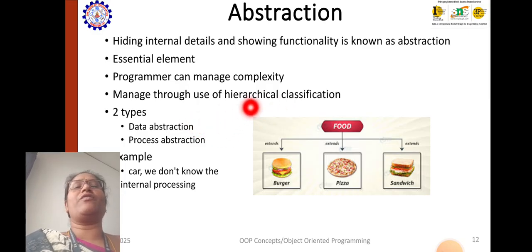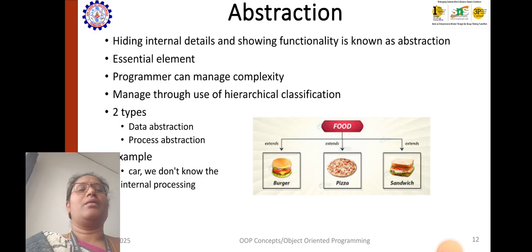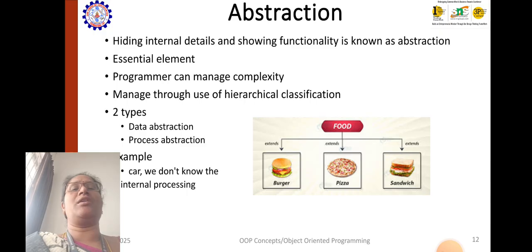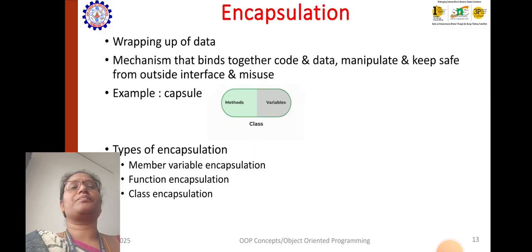There are 2 types of abstraction: data abstraction and process abstraction. For example, consider a car. We don't know the internal processing of the car. You can consider food also. We have different types of foods, and we eat them, but we may not know the internal process.